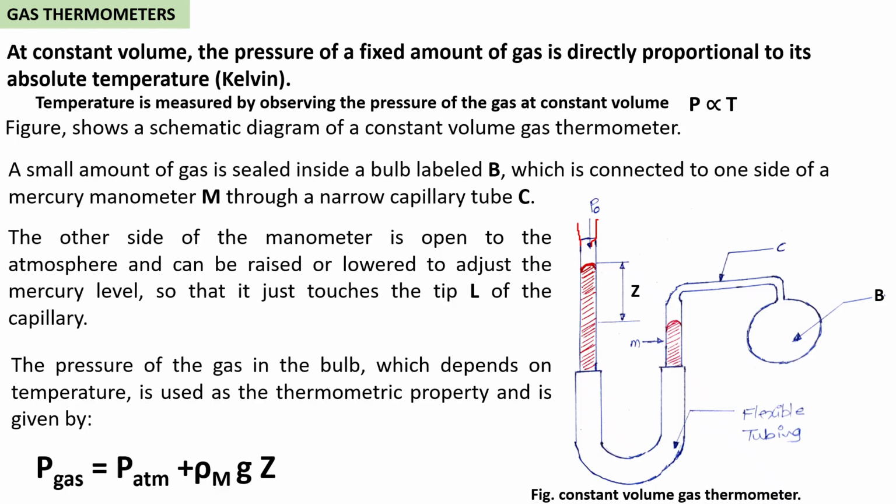And the pressure of the gas in the bulb depends on temperature, and this pressure is used as the thermometric property. The pressure value is given by P gas, the pressure of the gas inside the bulb, equal to the atmospheric pressure P atmospheric plus rho m g Z. Here rho m is the density of the mercury, and capital Z is the difference in mercury level. So this is the capital Z.